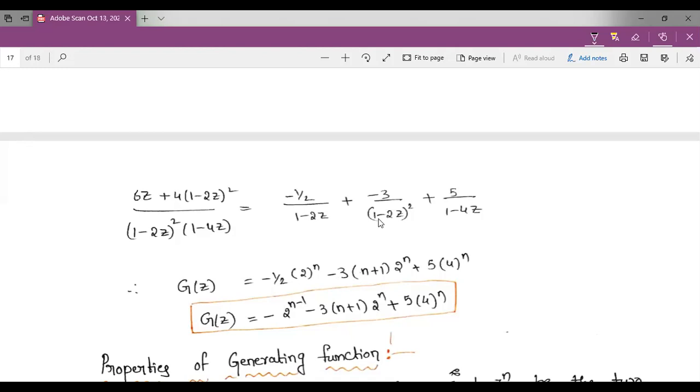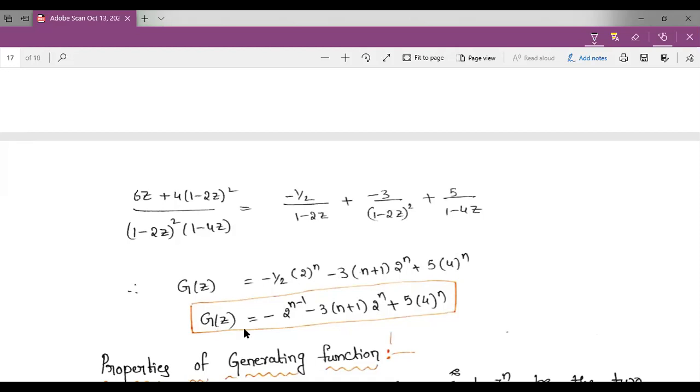So here the repeated term is b minus az whole square. The sequence form is b into n plus 1 into a power n. So here b value 1, so 1 into n plus 1 into a power n. So 2 power n plus 5 into b into b minus az form, so 4 power n. So totally we simplify this equation.